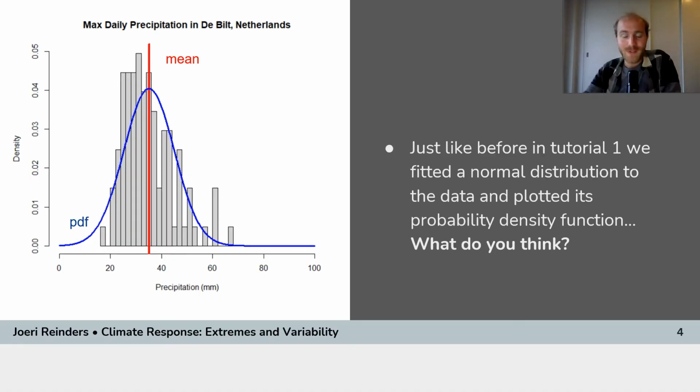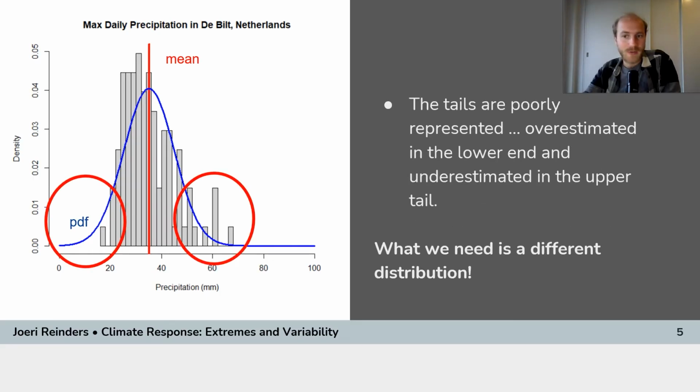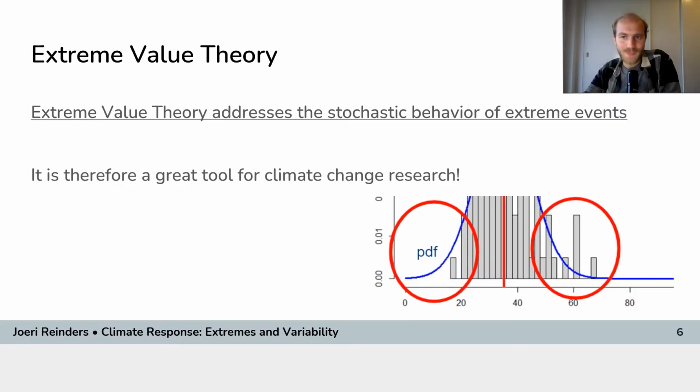Okay, hopefully you paused and had some discussion, and hopefully you saw the following thing. If you look at the tails, you see that our probability density function is overestimating the lower tail and underestimating the upper tail, the higher values in this case. So our normal distribution doesn't really provide a good fit, so we want to find a different one. And this brings us to extreme value theory.